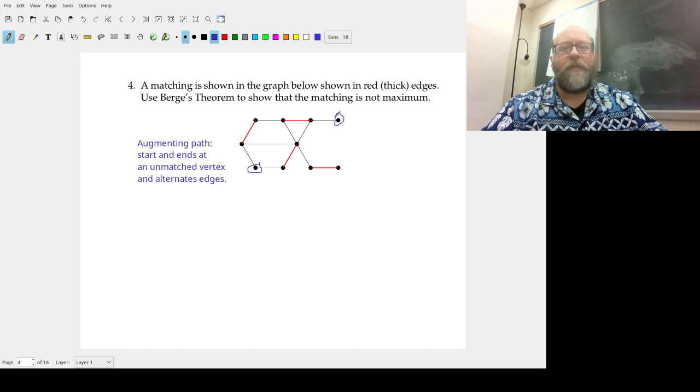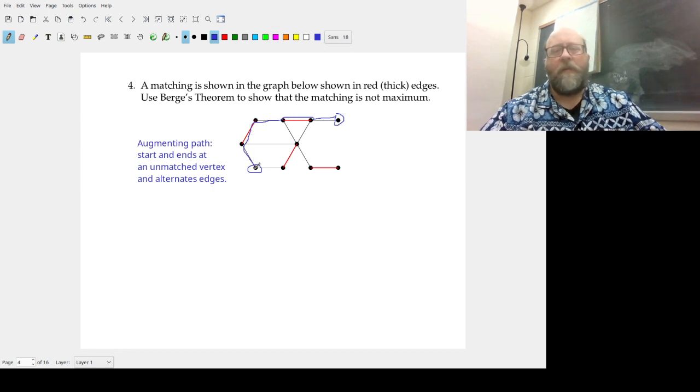So this edge is not part of the matching. This edge is also not part of the matching, so I can't go down. I have to go straight across. Now I have two choices because I can go to either of these two edges because neither one is part of the matching. So it doesn't matter. I could pick either one of them, but I have to alternate edges until I end up at this other point.